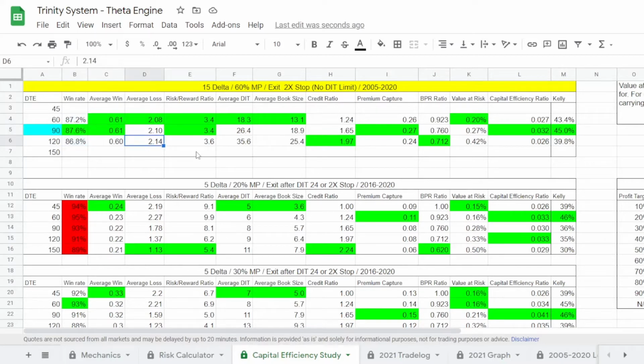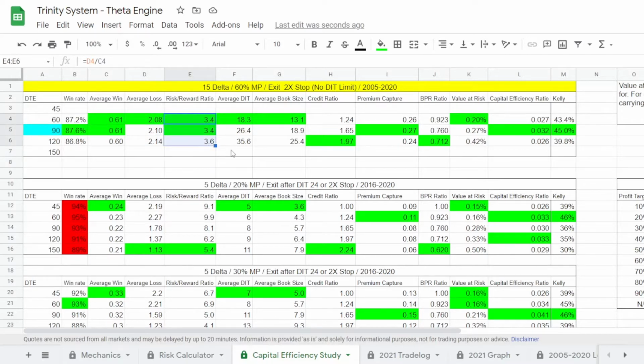Right now, I only have the three DTEs on here: the 60, 90, and 120. You can see that the win rate is pretty similar. It's all around 86, 87%. Average win size is around 0.6 because, of course, we're using 60% max profit. And because we're not having a cutoff here, every single exit is going to be the stop or a profit target, which is why you see that 0.6 for the average win. Average loss is just above 2. That's probably because of gaps, which raises it, so it's not perfectly 2. So risk reward is about the same.